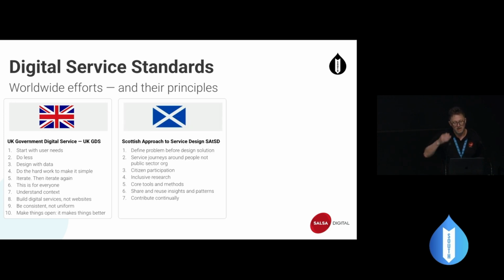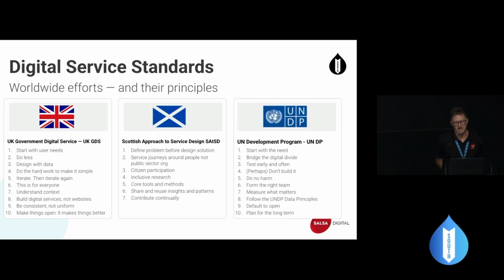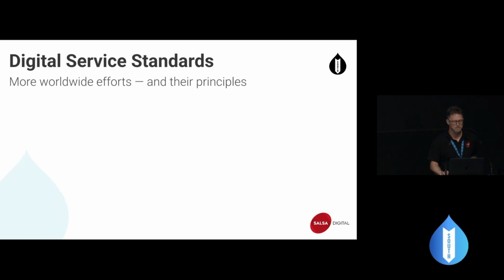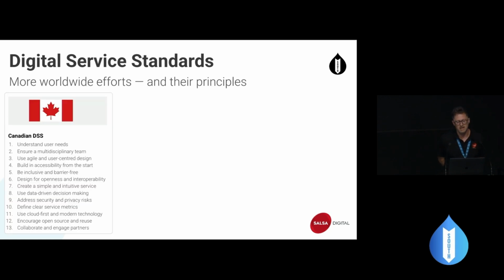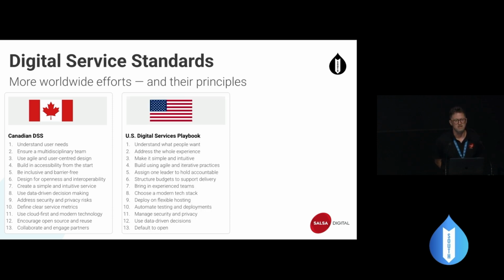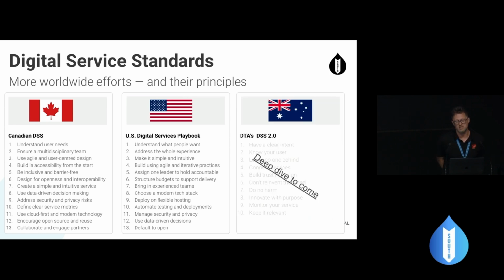There's also a Scottish version. This is the Scottish approach to service design. The United Nations has their UN Development Programme. There's the Canadian DSS. There's the US Digital Services Playbook. And as I mentioned, there's our own DTA DSS 2.0, which I really will dive into. But with so many efforts around the world, I started to think in particular how are they similar? How are they different?